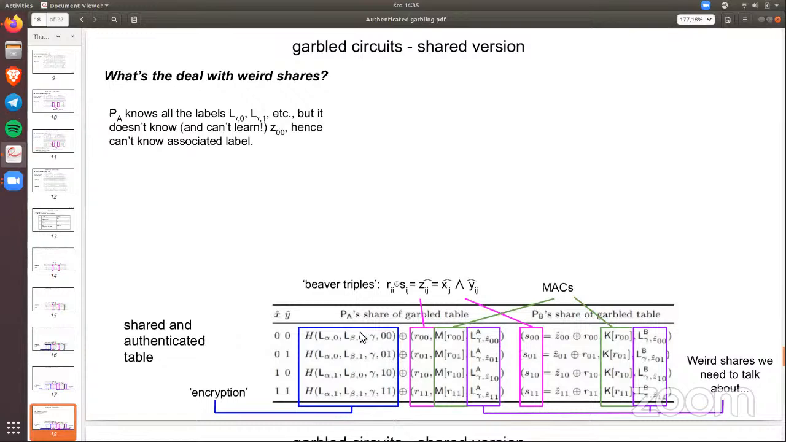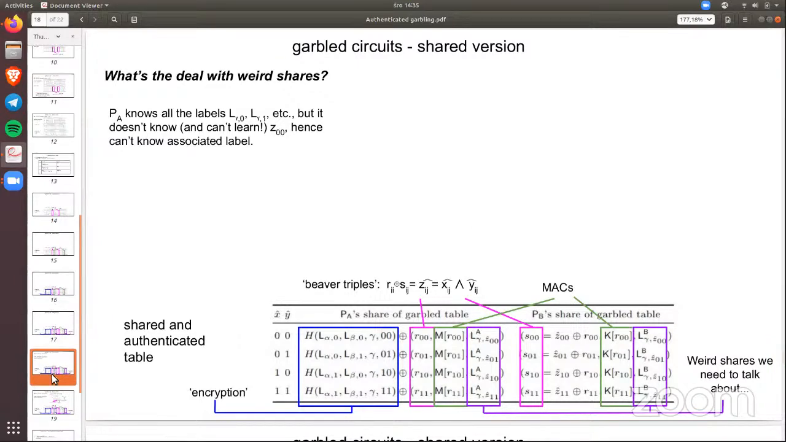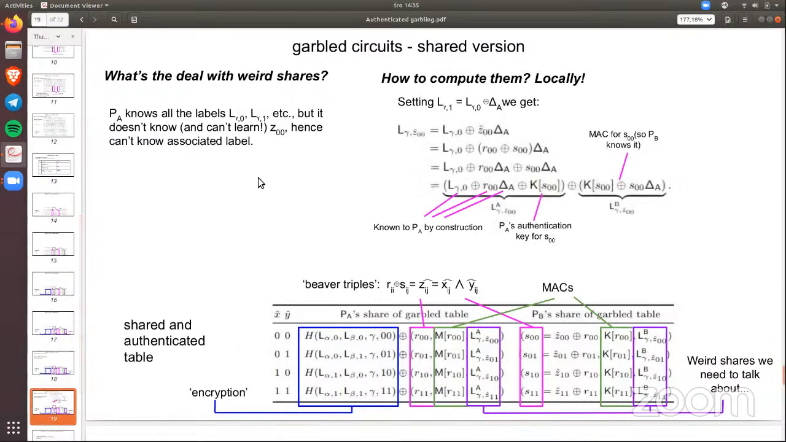I mean, if he knew what label should be in this row, he could basically evaluate the circuit on his own. So what we want now is for this label to be shared and, during evaluation, recovered only by the evaluator. And now there's a trick. This trick is technical, but what's worth remembering perhaps is that this can actually be done locally.